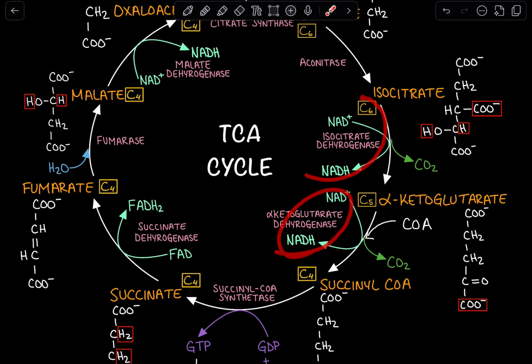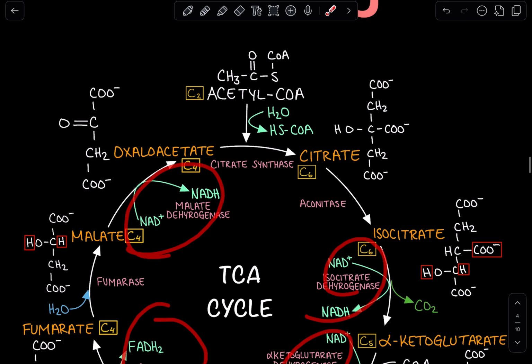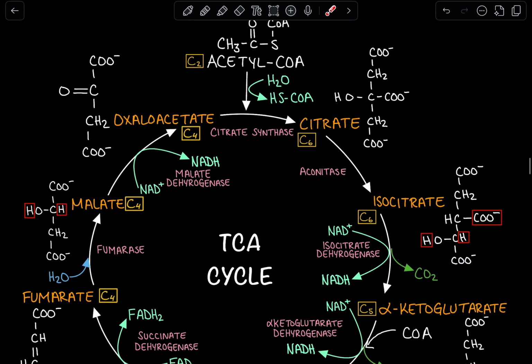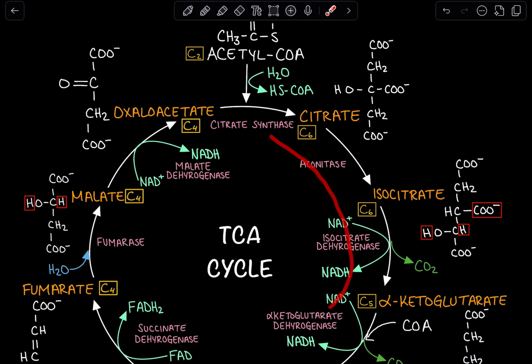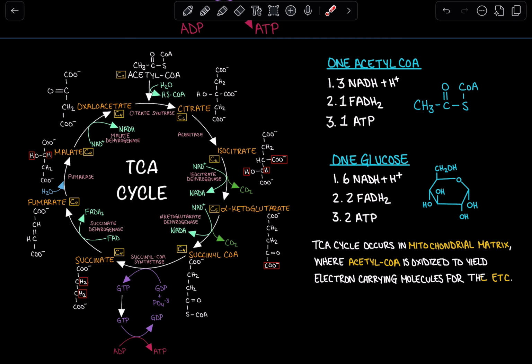So in this overall process, we were able to utilize the acetyl-CoA, oxidize it to get these electron-carrying molecules along with a GTP molecule, and we were able to regenerate oxaloacetate. Remember, in the TCA cycle, everything must be regenerated. Now, to give a quick overview of how much energy we yielded from this process: from one acetyl-CoA that we fed into this cycle, we got 3 NADH, 1 FADH2, and 1 ATP or 1 GTP.